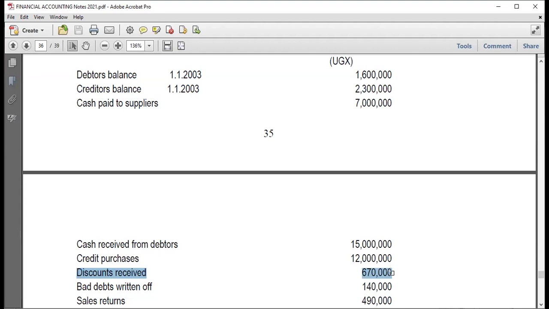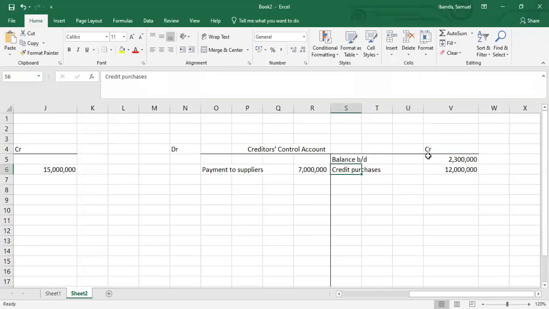Okay, discount received relates to creditors as well, because it is us that are receiving the discount, okay? Discounts received reduce our debtors, okay? Discount received reduce our debtors, and anything that reduces our debtors is debited in the debtors control account, okay? So I'll record the 670 right there, like that.